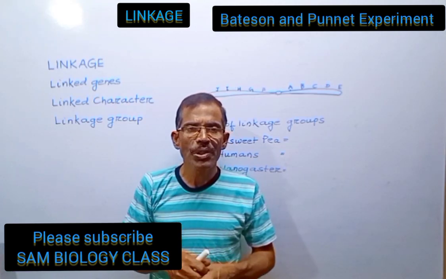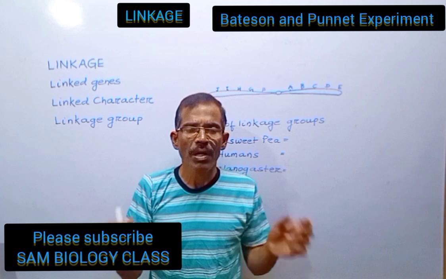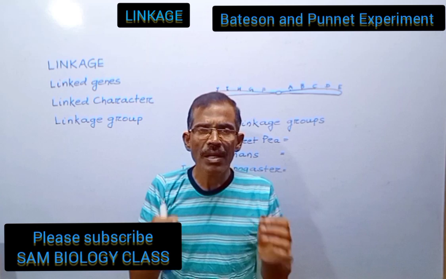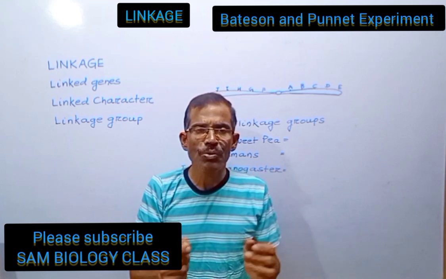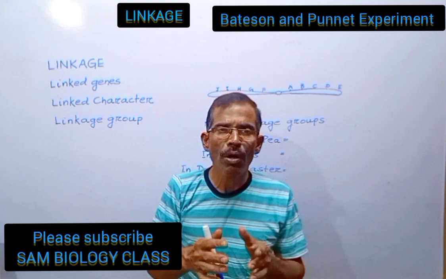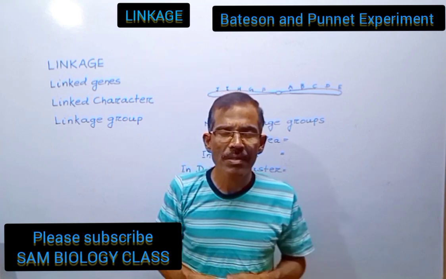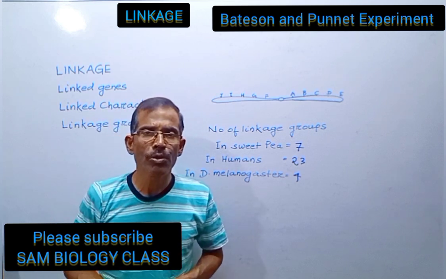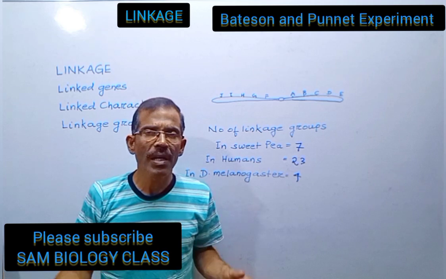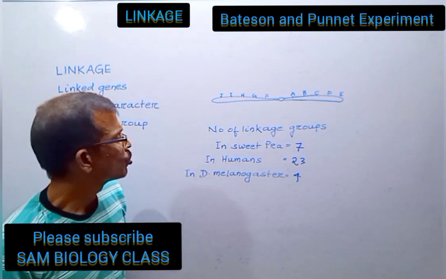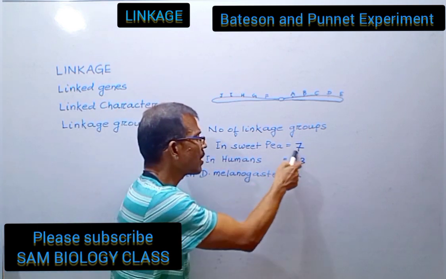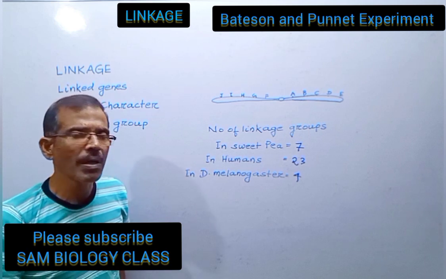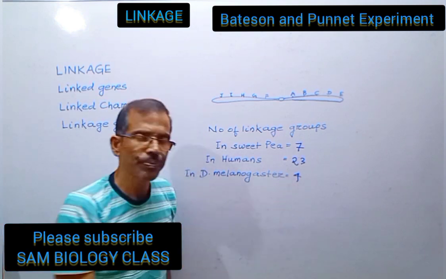All those genes which are located in a single chromosome constitute a linkage group. In an organism, the total number of linkage groups corresponds to the haploid number of chromosomes, or the number of chromosome pairs. Because a human being has 23 pairs of chromosomes, there will be 23 linkage groups. Whereas sweet pea has 7 linkage groups, and in Drosophila melanogaster the total number of linkage groups is 4.